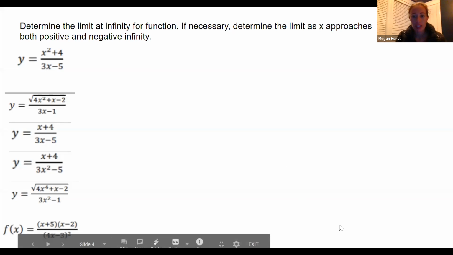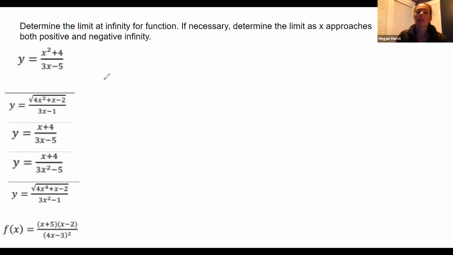All right, let's take a look at this next one. And these ones can be a little bit challenging because they involve square roots. So we're going to first look at the limit as x approaches positive infinity of the square root of 4x squared plus x subtract 2 over 3x subtract 1.